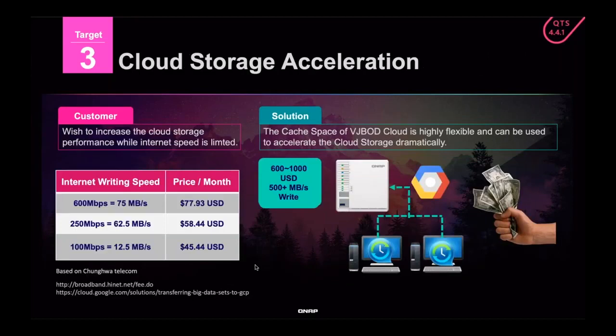So because the NAS is a cache space to accelerate your public cloud performance, you can then save money. Rather than spend more money to get faster internet for faster public cloud access, you can just use the NAS as a cache space. Or you can do both. You can accelerate your internet speed and use the NAS as a cache space to have even more performance.